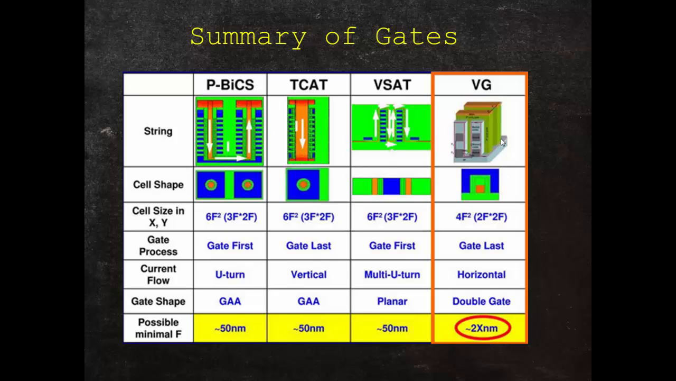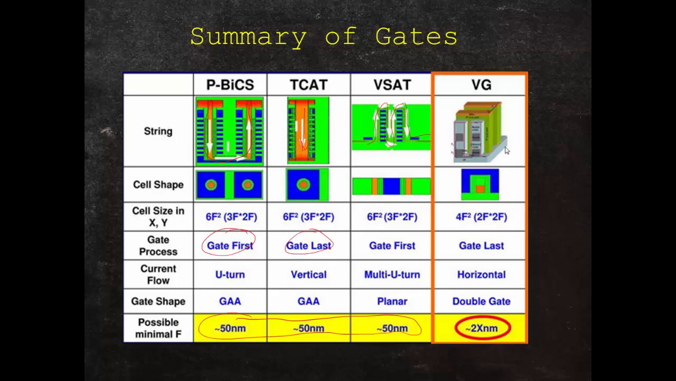A summary of the gate. So we have the pipe Bics, which runs the current in a U-shape, so around here. So it's a gate first design. We build the gate first, the current takes a U-turn, gate all around. The TCAT is a gate last design. Again, the gate is constructed last, the current flows vertically, and it's a gate all around design. And with the vertical stack, you have the current making a multi-turn, and it's a planar array. And all of these are working right now at the 50 nanometer node.